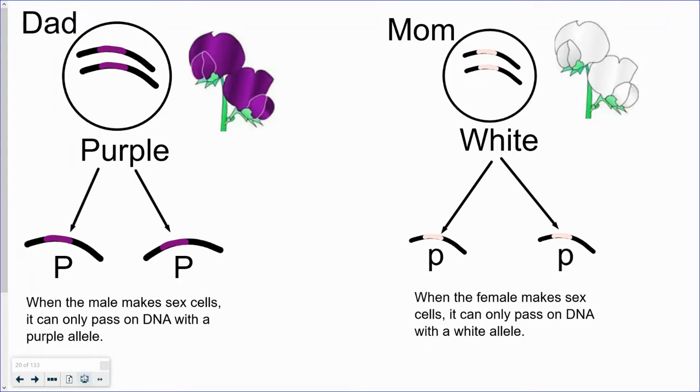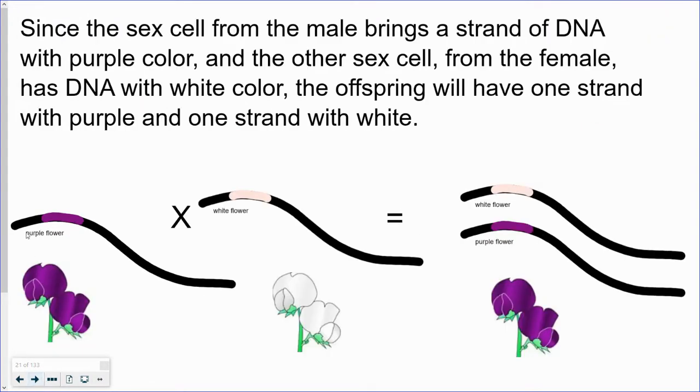When these were crossed, the purple flower, no matter what, was passing on DNA with the purple allele. The white flower was passing on DNA with the white allele. The white allele and the purple allele came together to make a new offspring. But only the purple showed.